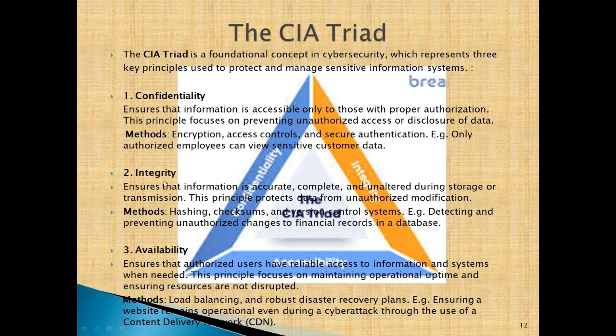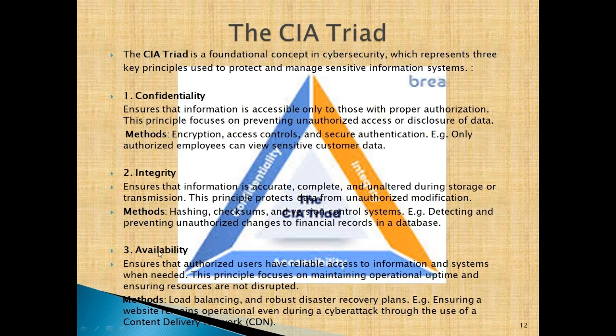Now we also have the integrity domain, which ensures that information is accurate, complete, and unaltered during storage or transmission. This principle protects data from unauthorized modification, for example, using hashing and checksums. What does that mean? It means that no part of the data is lost and no part of the data has been changed by anyone. So integrity means the data is complete and has not been manipulated in any way, so that whoever is going to use the data always has the data intact.